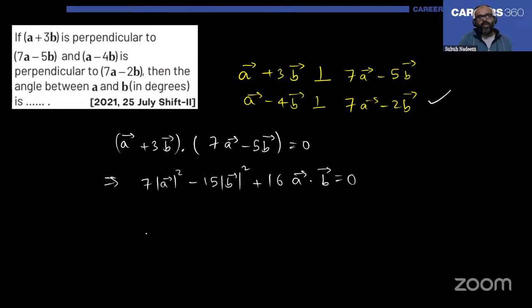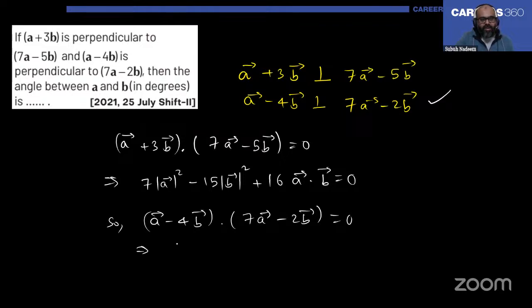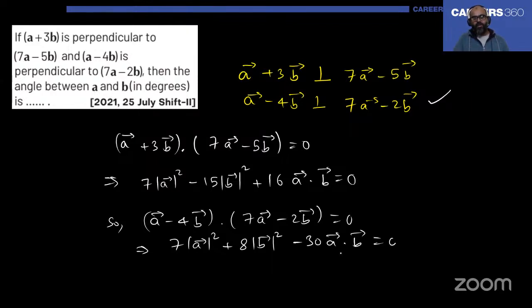Another is this condition. Now a minus 4b is also taken dot product with 7a minus 2b. And what we get here, let us see. We get 7 mod a square plus 8 mod b square, and then minus 28 a dot b and minus 2 a dot b, so that is minus 30 a dot b. This is equal to 0. So these two equations we have.